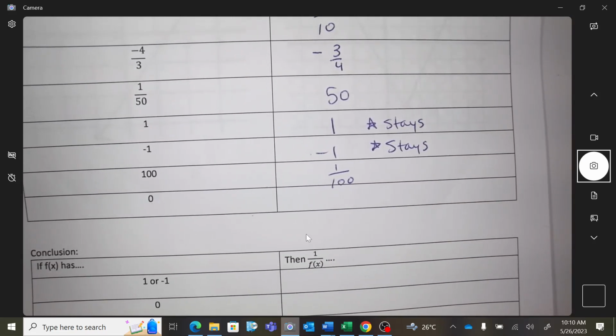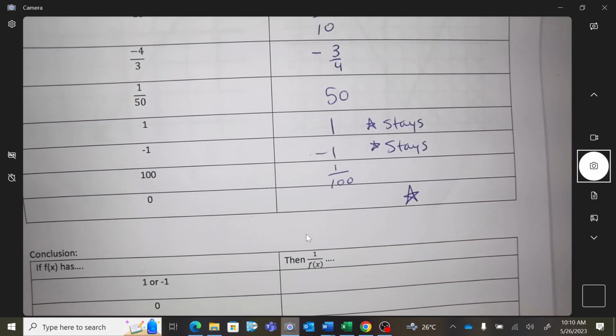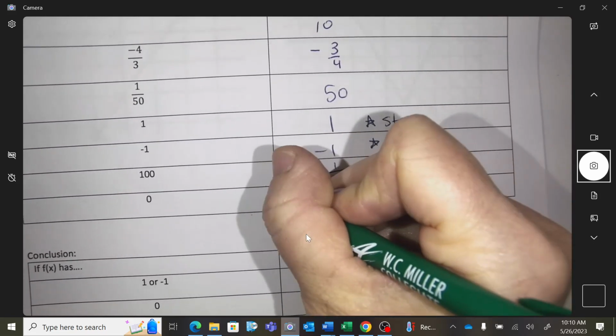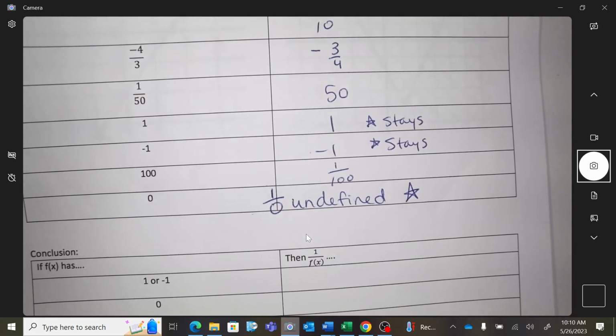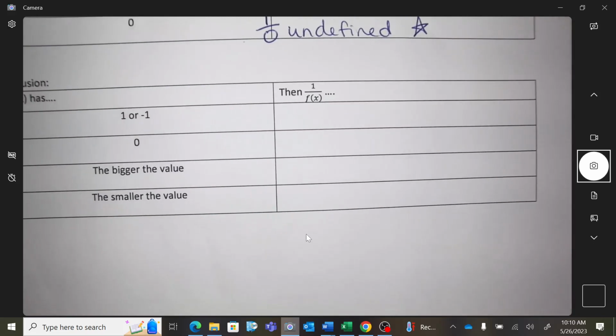Zero. 1 over 0 is... It's not defined. The word is undefined. 1 over 0 is undefined. You can't do it. It's not that there's no solution, because I'm not trying to solve anything. It's just, what is the number? It's an undefined number.